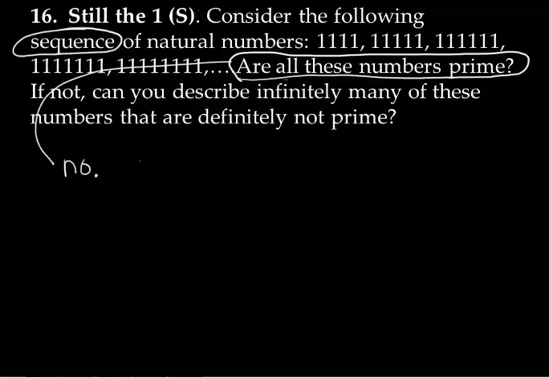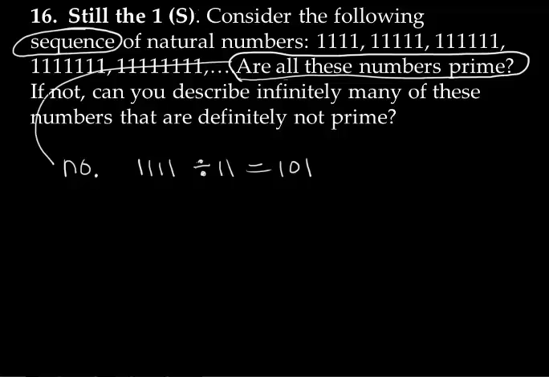In fact, just the very first number, 1111, is divisible by 11. Divided by 11 is equal to 101. You could see right away the alternating sum of the digits here is 0. So it's divisible by 11. They are not all prime.